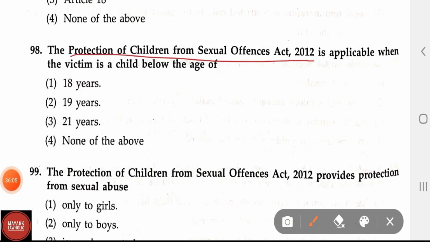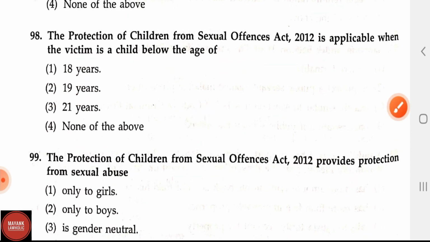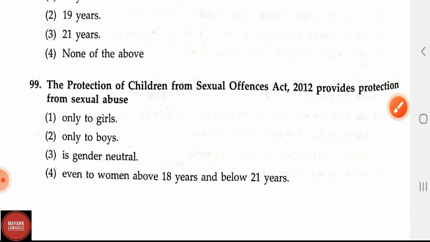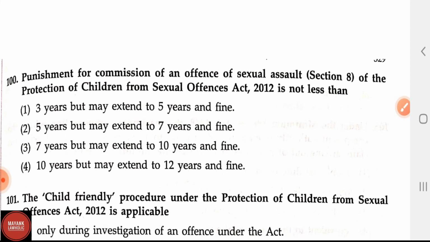The Protection of Children from Sexual Offences Act 2012 is applicable when the victim is a child below the age of: option 1, 18 years; option 2, 19 years; option 3, 21 years; and option 4, none of the above. The POCSO Act applies to a child below 18 years of age, irrespective of whether a boy or a girl. So option 1, 18 years, is the correct answer. Question number 99. The Protection of Children from Sexual Offences Act provides protection from sexual abuse. I have already discussed this in question number 98. It is gender neutral. The POCSO Act is gender neutral, so option 3 will be the correct answer. It applies to both boys and girls for protection from sexual abuse. Now let us see question number 100.